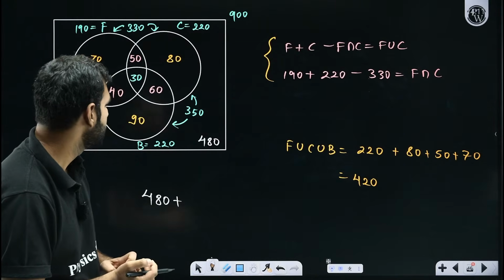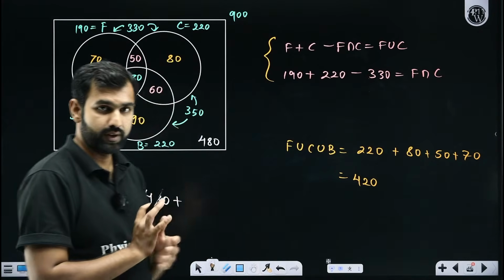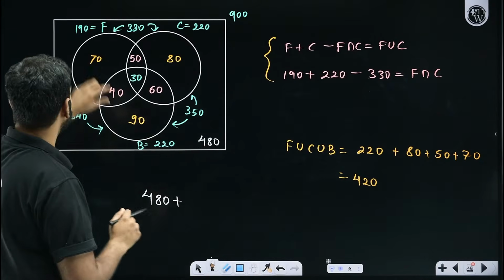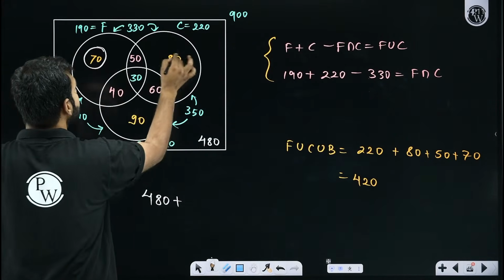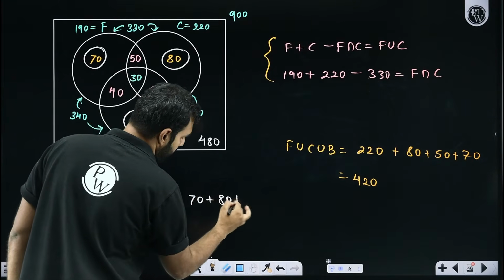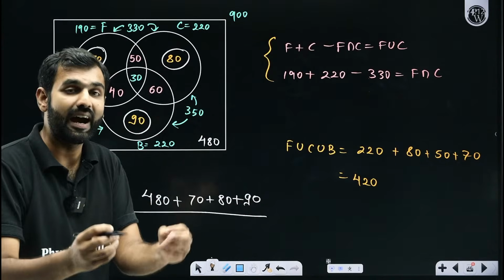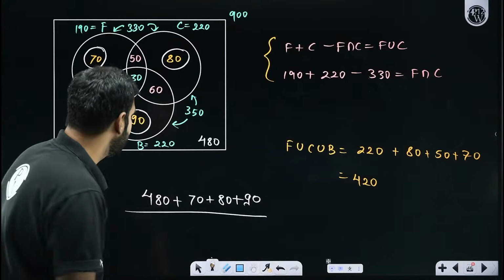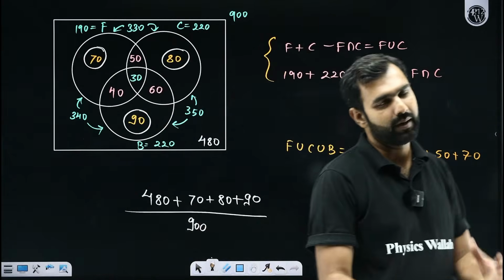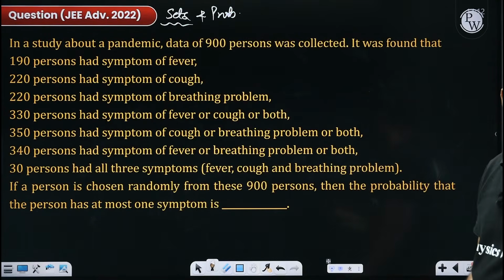Everybody getting this? I hope there is no confusion on that, whatever I'm saying so far. Plus people with exactly one symptom. So people with exactly one symptom are 70, 80 and 90. So this is 70 plus 80 plus 90. This is the number of people who have at most one symptom divided by the total number of people, which is 900. Can you do that calculation by yourself and mark the correct option? I hope everybody has understood the entire solution.